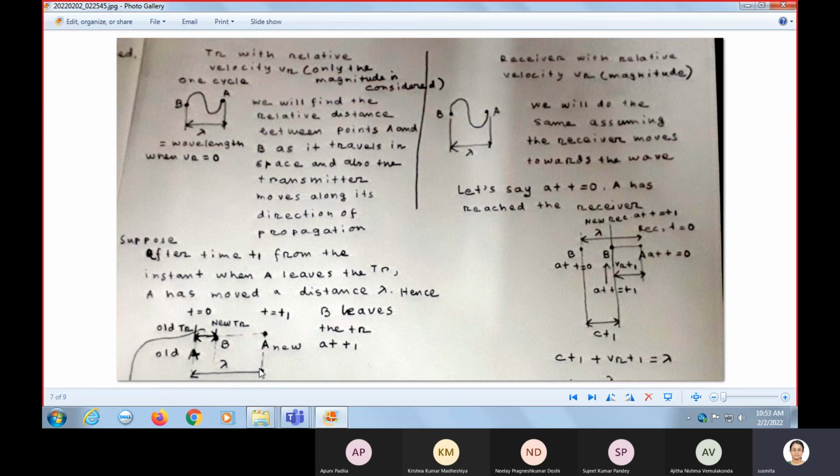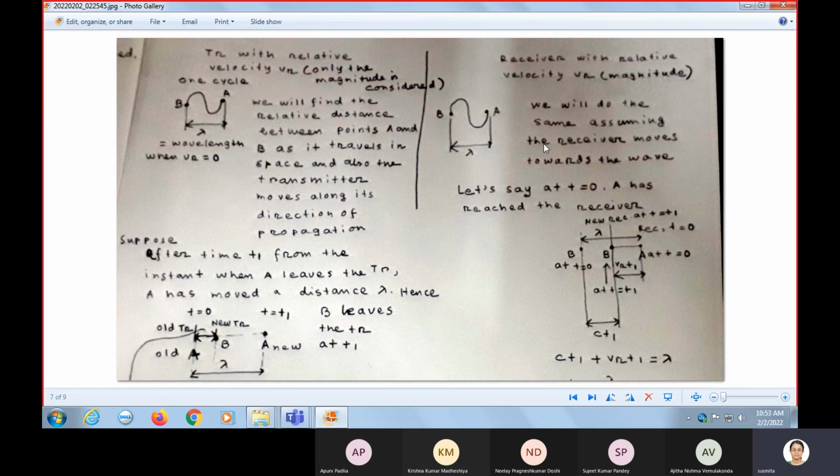Now the transmitter is also moving, correct? So over this time t1, the transmitter has also moved, right? Let's say after t1, this is where the transmitter is. Since this point has moved distance lambda, that means after t1, B has to leave the transmitter. So at the new position of the transmitter, B will leave the transmitter, correct?